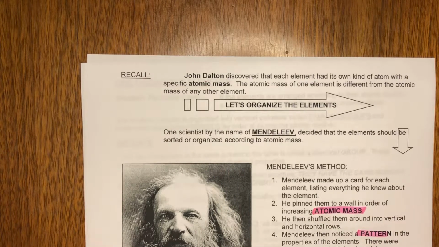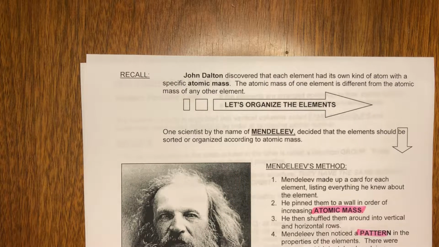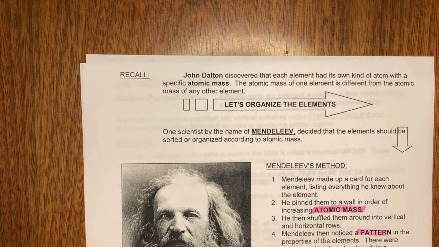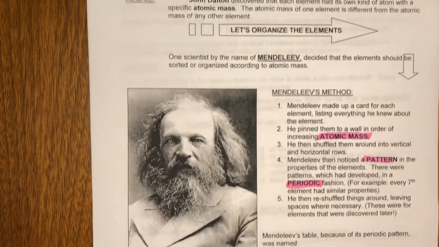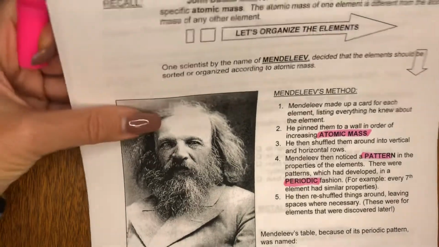By doing this, he noticed a pattern in the properties of the elements. There were patterns which had developed in a periodic fashion. So for example, every seventh element had similar properties. And then he reshuffled things around and left spaces where necessary, which later were elements that were discovered. And he actually predicted their properties as well. So he called this the periodic table.